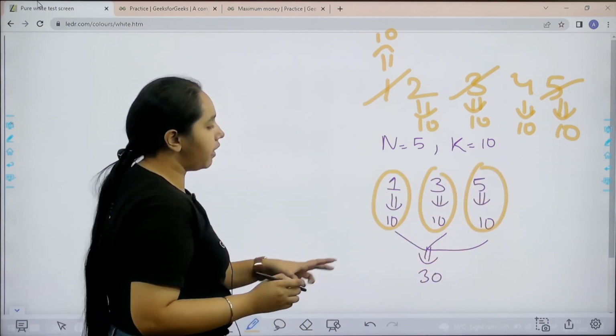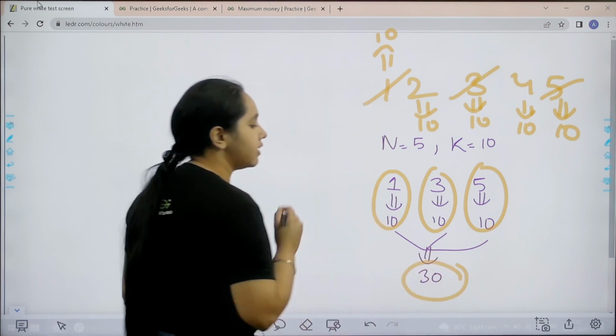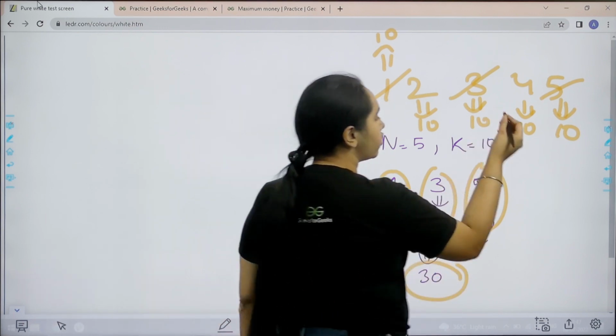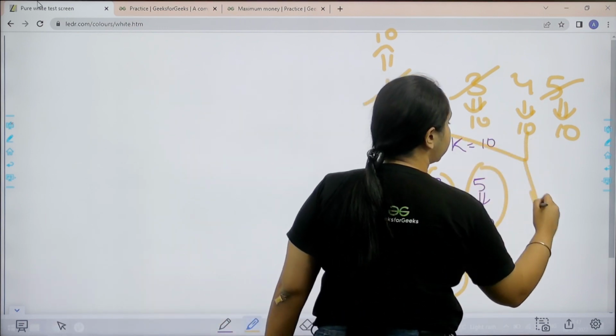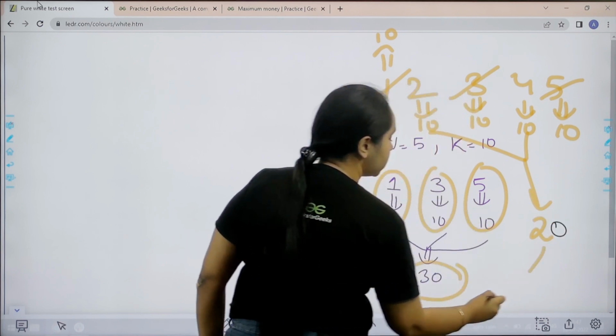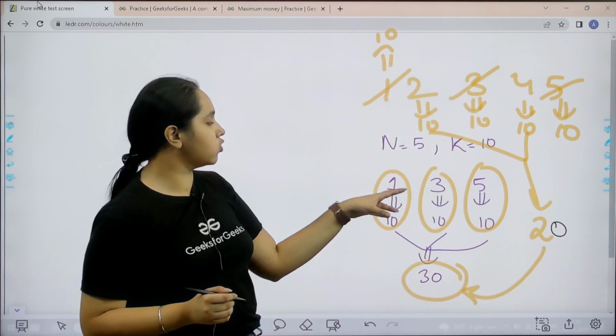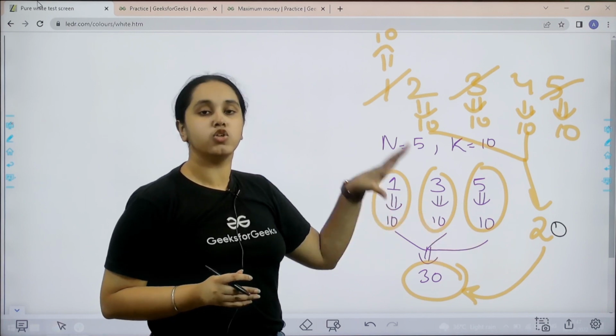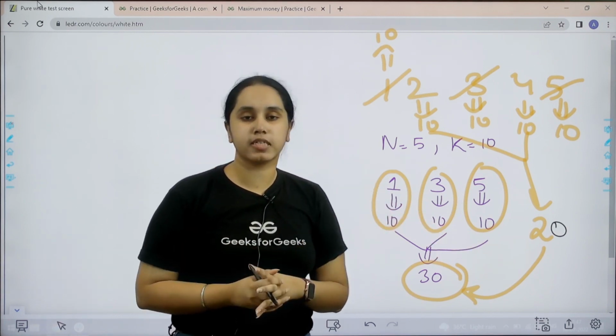Now the total amount that he would earn is 30. If he had gone 2 and 4, then he would have earned only 20. So the maximum amount is 30. That is why he is robbing 1, 3 and 5. I hope the concept and the question are clear to you.